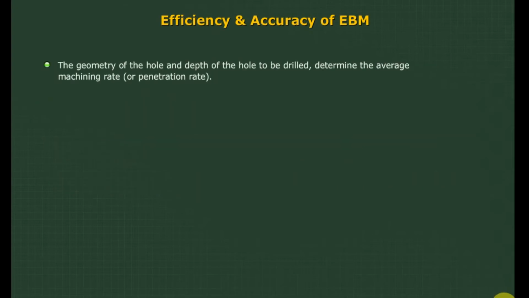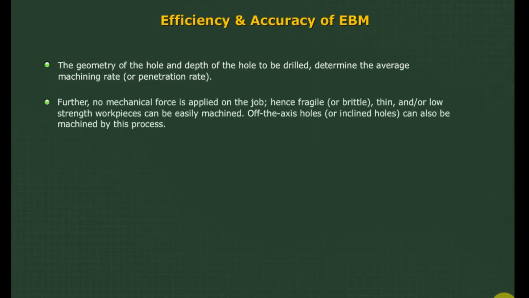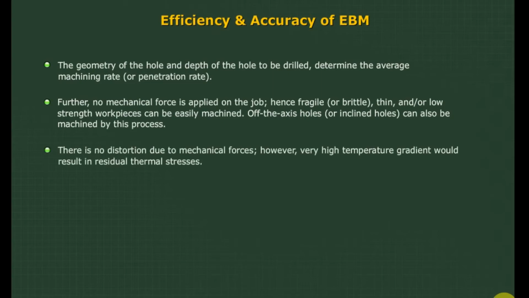The geometry of the hole and depth of the hole to be drilled determine the average machining rate, or penetration rate. Further, no mechanical force is applied on the job. Hence, fragile or brittle, thin, and low-strength workpieces can be easily machined. Off-the-axis holes or inclined holes can also be machined by this process. There is no distortion due to mechanical forces. However, very high temperature gradient would result in residual thermal stresses.